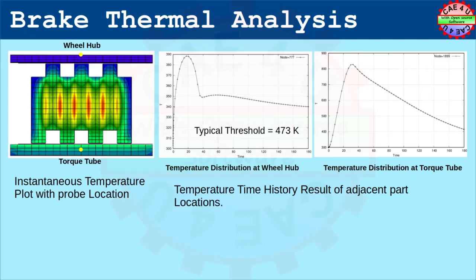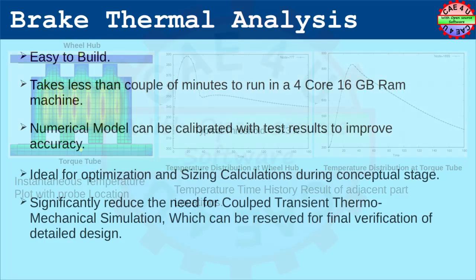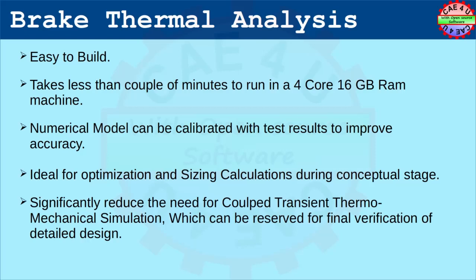Now let us look into the positive sides of this approach. Of course, this is easy to build. The simulation has taken less than a couple of minutes on a 4-core machine with 16 GB RAM. The numerical model can be very well calibrated with the test results to improve the accuracy. This can be considered an ideal model for optimization and sizing calculations during the conceptual stage due to the extreme time efficiency and resource efficiency.